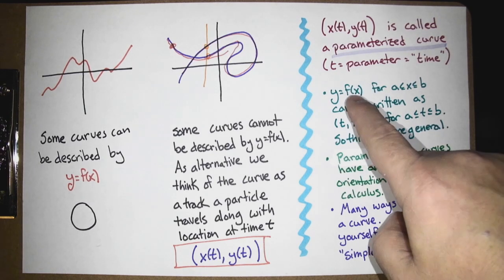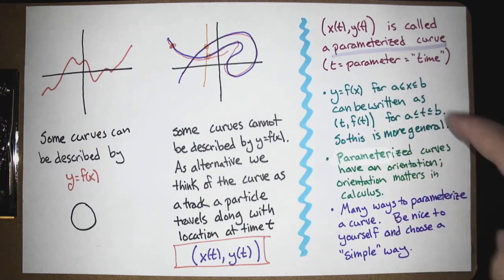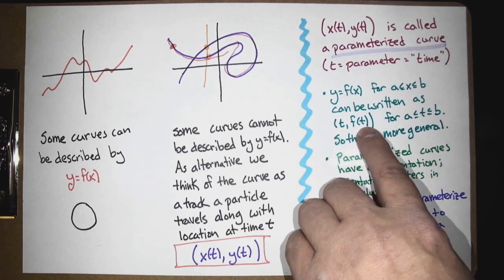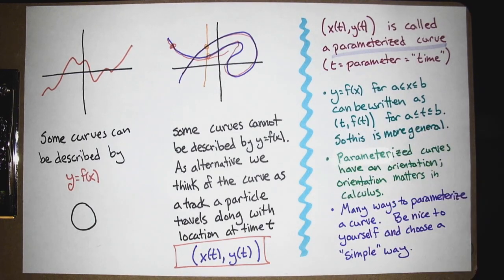So if I have a function f of x, where I run between a and b, I can write that as a parameterized curve. Namely, I'll have x be t, y will be f of t, and t runs from a to b. So I can do the old stuff, but I can also do new stuff.